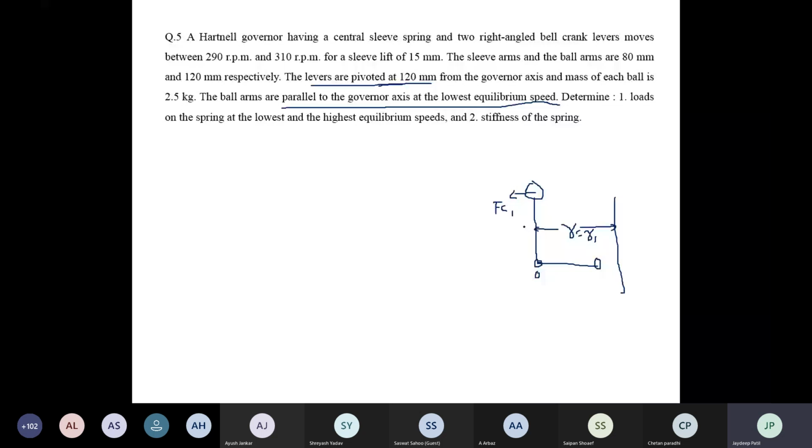Lever are pivoted on the 120 mm from the governor axis. Means suppose say governor axis, then one arm is vertical.